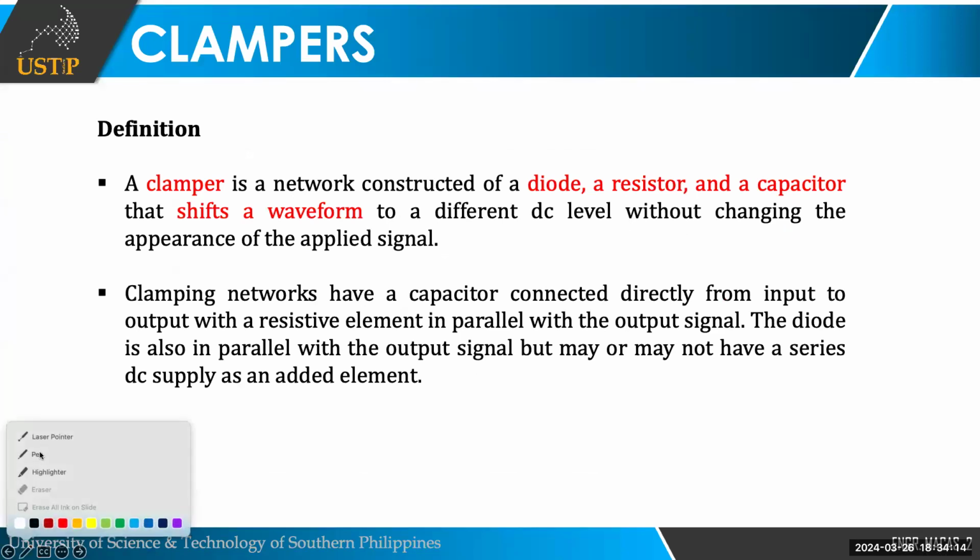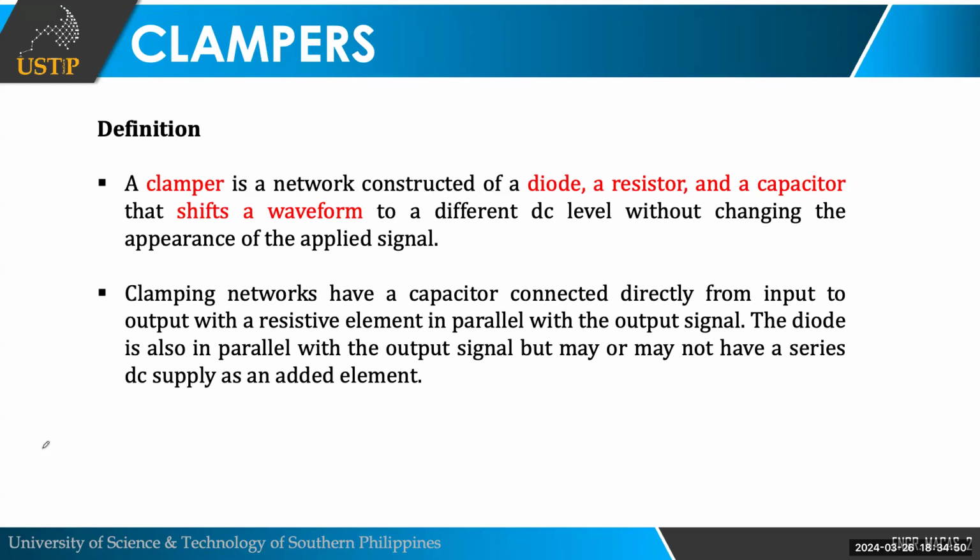Okay, let's go to clumper. Clumper class is basically a network constructed of a diode, resistor, and a capacitor. So ang pinaka-main sa imuhang clumper nga gi-introduce karon is the capacitor. So, ang iyang purpose is different from clipper. Clipper is nag-clip siya og signal, pero your clumper is shifting the waveform. Imo siyang gi-shift. Okay? Pwede pa up, pwede pa down.